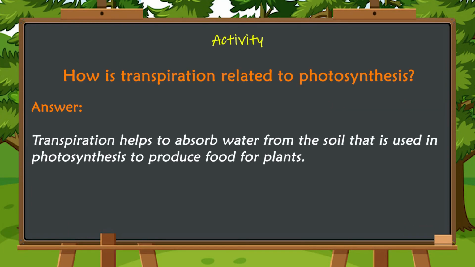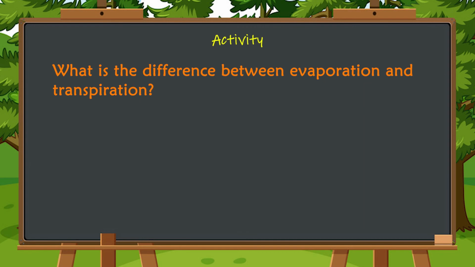Our answer is transpiration helps to absorb water from the soil that is used in photosynthesis to produce food for plants. Question number 6. What is the difference between evaporation and transpiration?